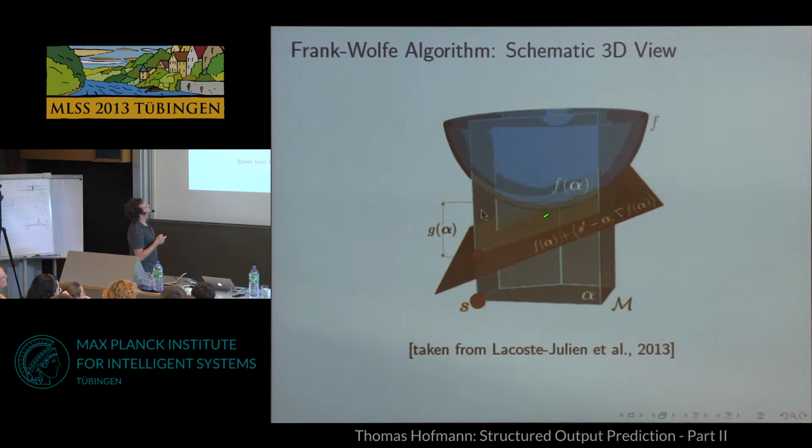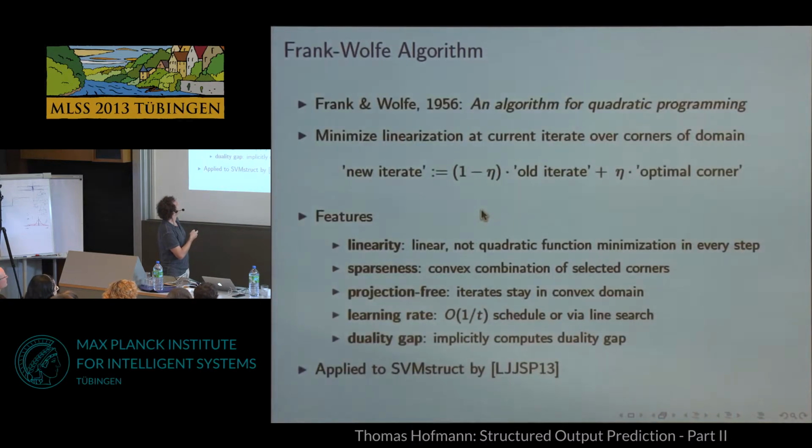No, it would find along this line. The new iterate would be along this line. So maybe it would be here, right? Yes. Well, you never move all the way out to the corner, right? It's the convex combination. So it's the old iterate times 1 minus eta, plus eta times the optimal corner, right?